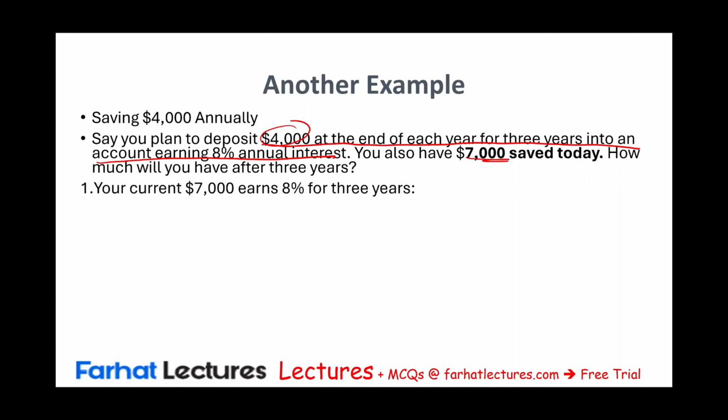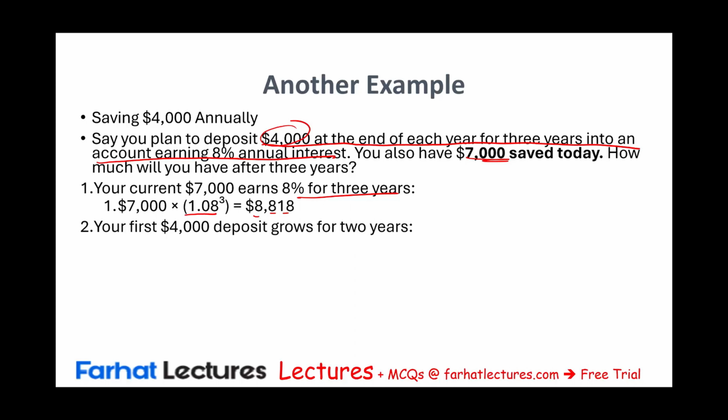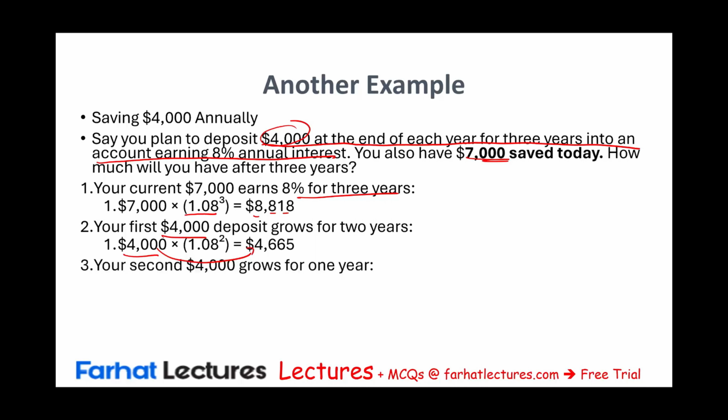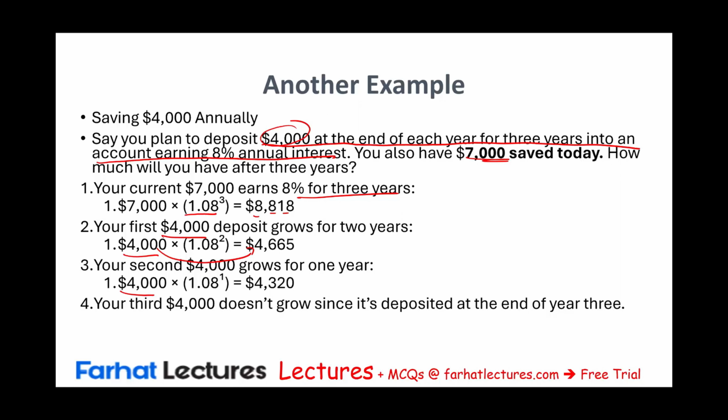Well, what you do is this. You have 7,000 today. That 7,000 earns 8% for 3 years. I'm going to take the 7,000 times 1.08 raised to the 3rd power. This is basically a single amount earning interest for 3 years, which is 8,818. Then I have 3 deposits of $4,000. Your first deposit will grow for 2 years. I can do that also individually. I'll take 4,000 multiplied by 1.08 raised to the 2nd power, and this 4,000 will turn into 4,665. Your second 4,000 will grow for 1 year, which will be 4,000 times 1.08, 4,320. Your third will not grow anything because you deposited at the end of the 3rd year.